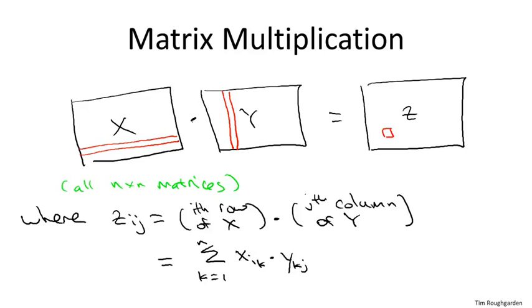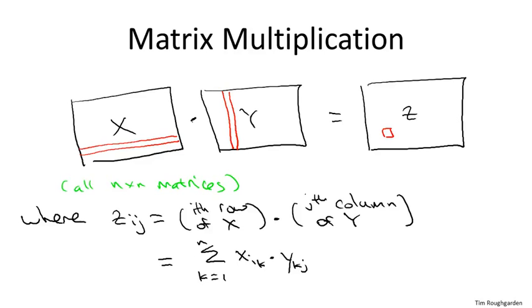So ultimately, the zij entry boils down to a sum over n things, where each of the constituent products is just the xik entry, the ik entry of the matrix x, with the kj entry of the matrix y, where here k is ranging from 1 to n. So that's how zij is defined for a given pair of indices i and j.